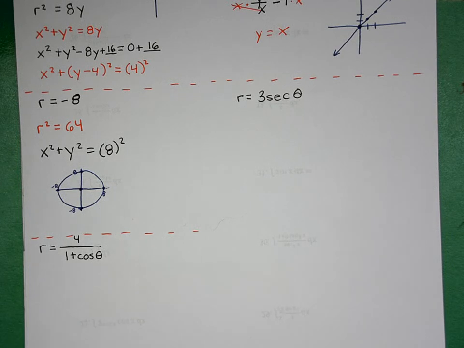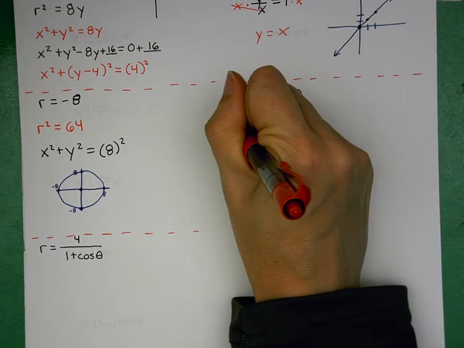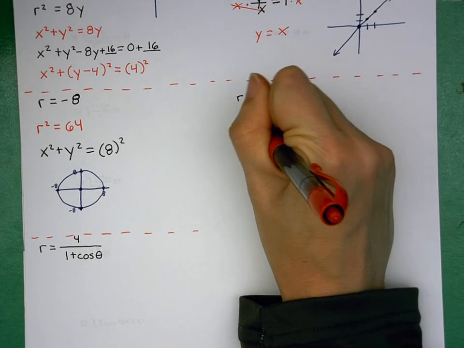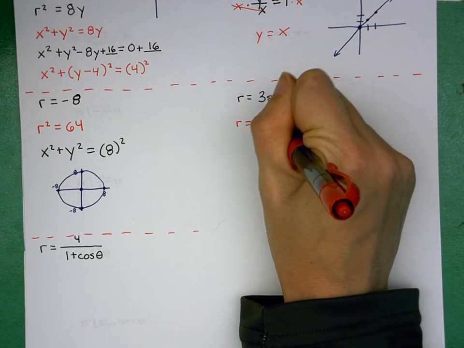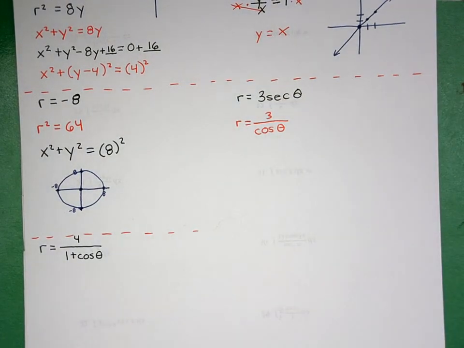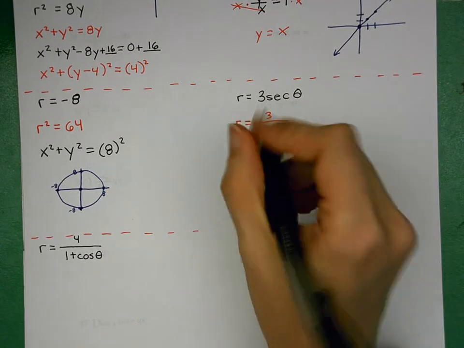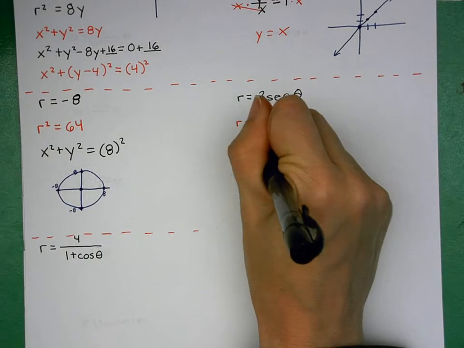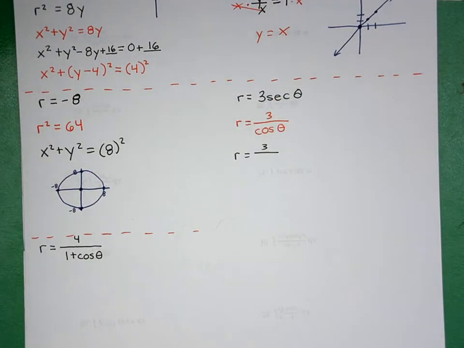Okay, well, secant is the same thing as 1 over cosine, and so I could rewrite this as 3 over cosine, which will now allow me to replace my trig. Cosine theta, we know what that is. Cosine theta is the same thing as x over r.